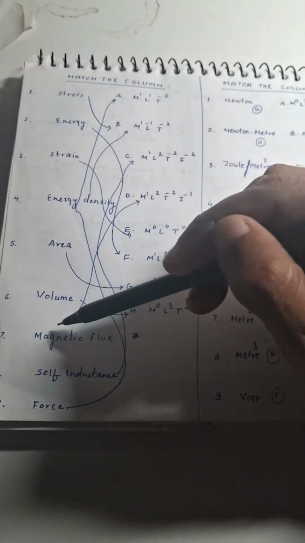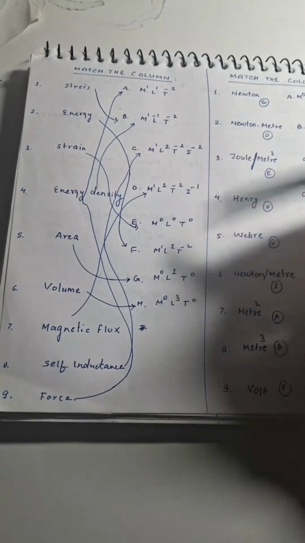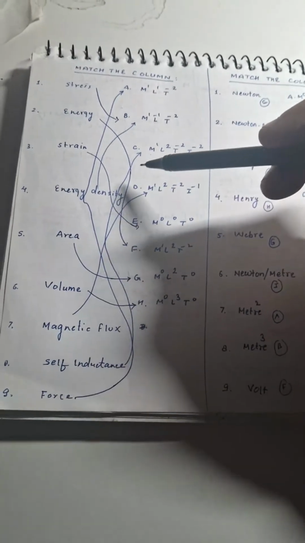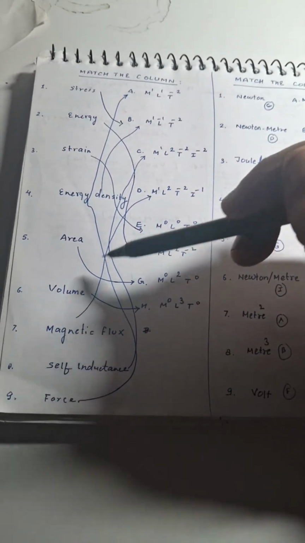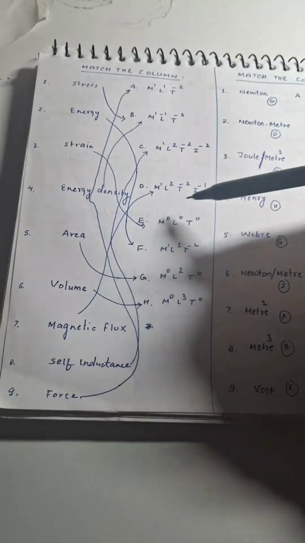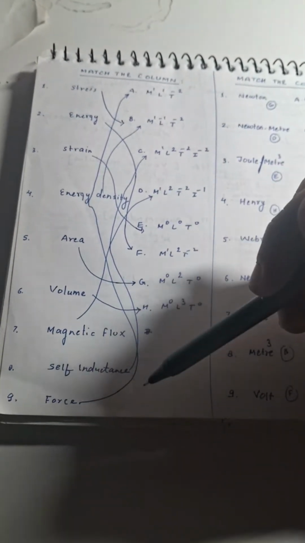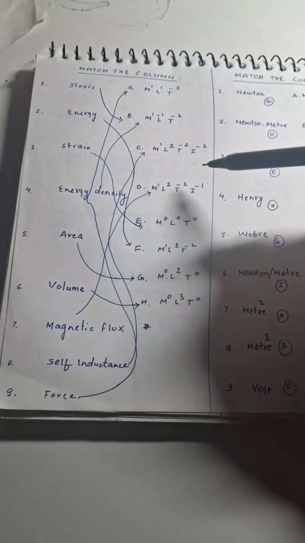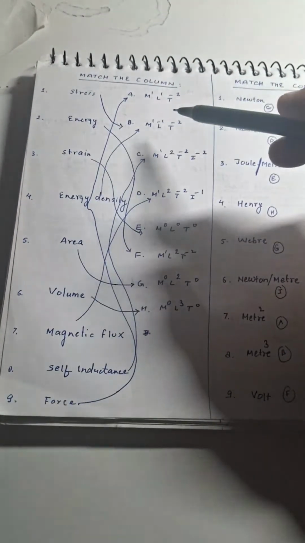Then we have the concept of magnetic flux. Magnetic flux has the dimension M L^2 T^-2 I^-1, and self inductance has M L^2 T^-2 I^-2. So magnetic flux corresponds to D, and self inductance corresponds to C. Then force is very simple, M^1 L^1 T^-2, and matches with A.